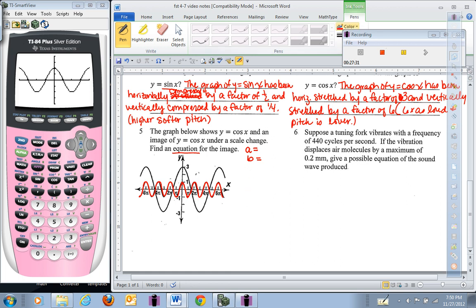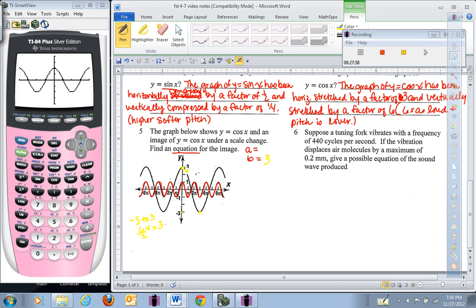Okay, so we're going to go to this other one here. I'll do yellow. And let's first of all figure out the amplitude. It goes from a high of 3 to a low of -3, doesn't it? So from -3 to 3, we have 6 units. I'm going to take half of that. So the amplitude is going to be 3. Okay? The amplitude is going to be 3, so I'm going to put 3 for the b value right here.